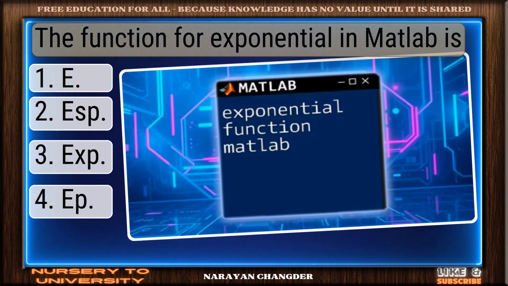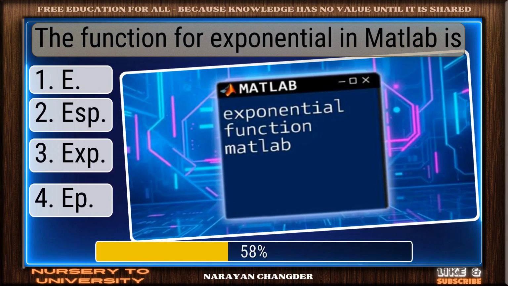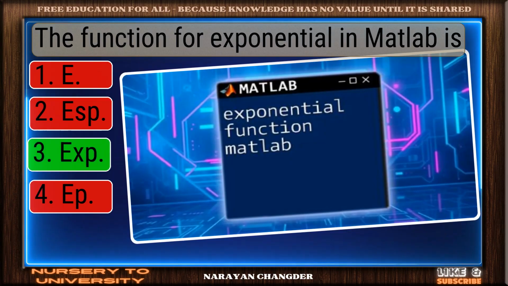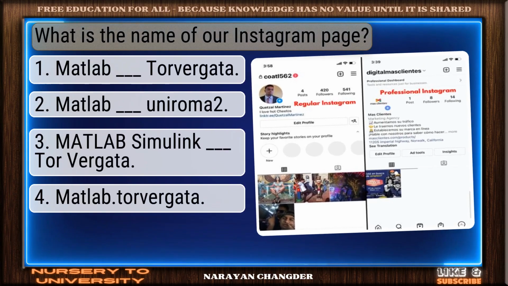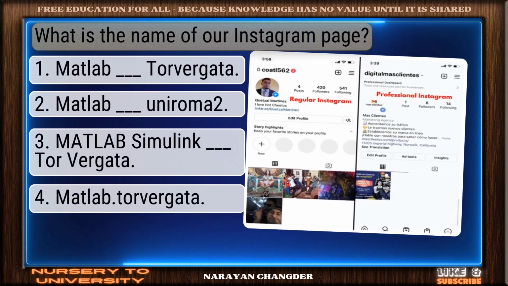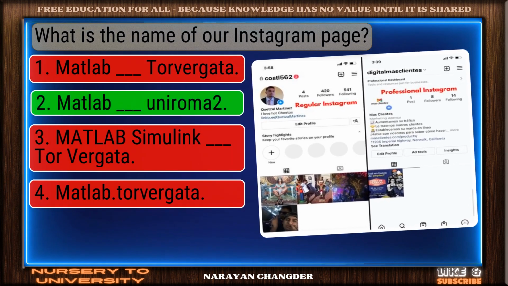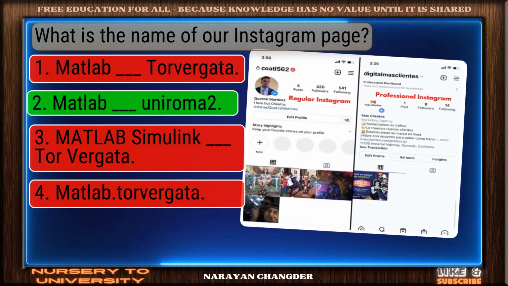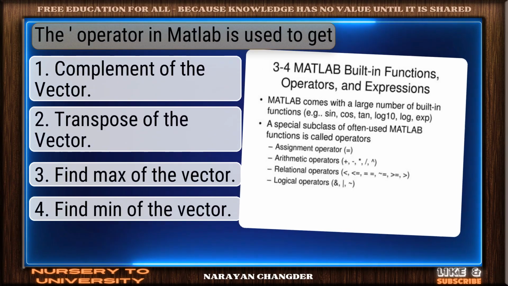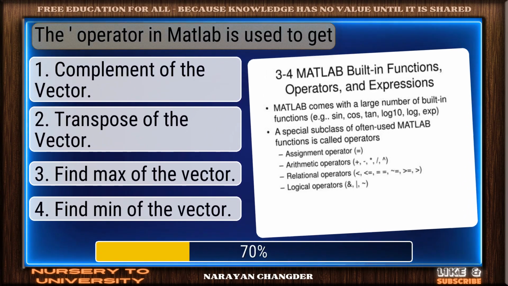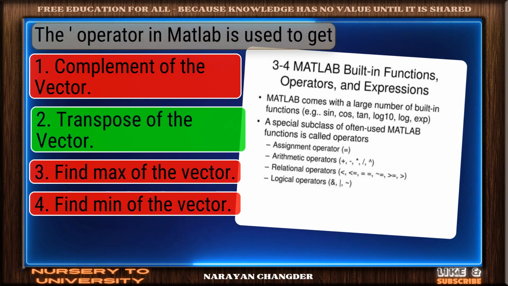Question number 55. The function for exponential in Matlab is? Excellent. exp is a brilliant choice. Question number 56. What is the name of our Instagram page? Sharp thinking. Matlab-Uniroma 2 is the right choice. Question number 57. The operator in Matlab is used to get. Correct. Transpose of the vector is the right answer.